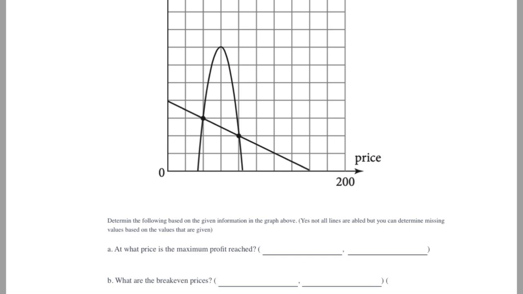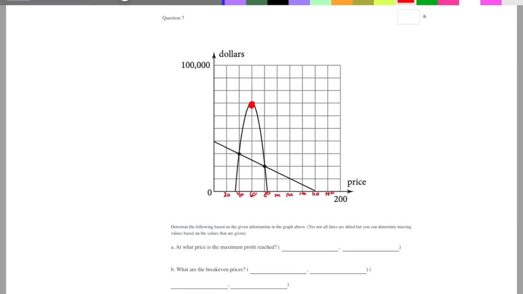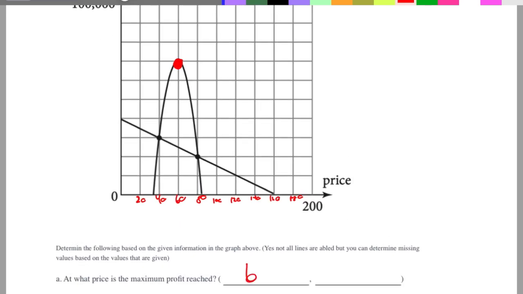We got to know the scale first. So I'm looking at this line here. We got 1, 2, 3, 4, 5, 6, 7, 8, 9, 10 lines that go all the way to 200. So if we do 200 divided by 10, each one of these should be equal to 20. So 20, 40, 60, 80, 100, 120, 140, so on and so forth. You get it. And we build it all the way up to 200. That leaves us with max profit right there. This guy right here is going to be my max profit, and that's going to happen at $60.